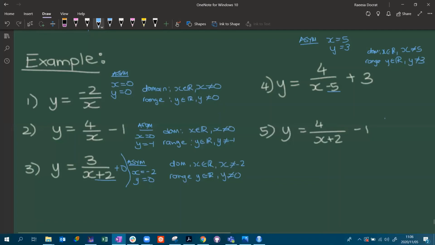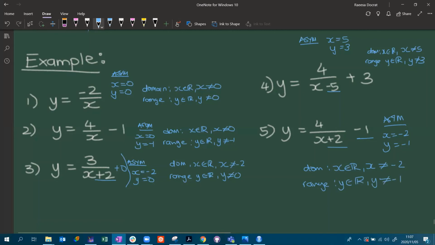For the final one, what are our asymptotes? Our asymptotes are x is equal to -2. We change the sign of p, and y is equal to -1, our q value. So that means our domain is x is an element of real numbers, but x is not equal to -2. And our range is y is an element of real numbers, and y is not equal to -1.